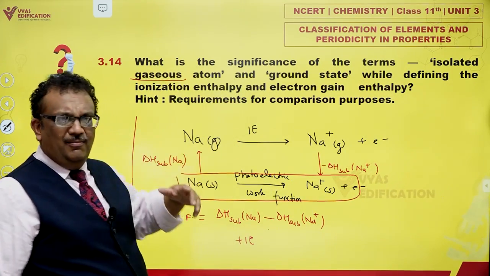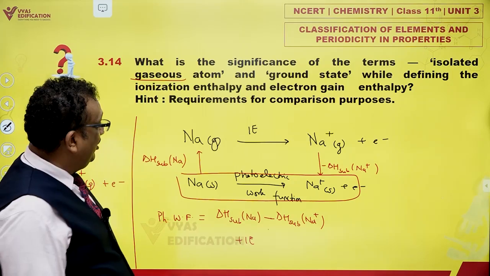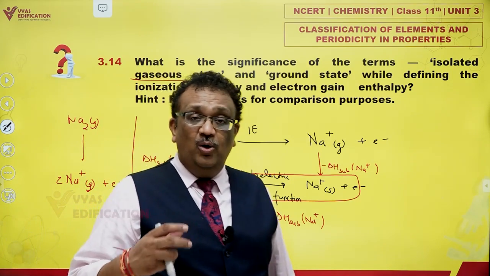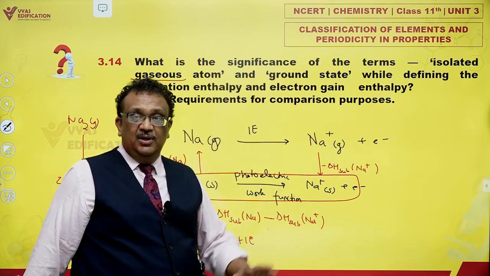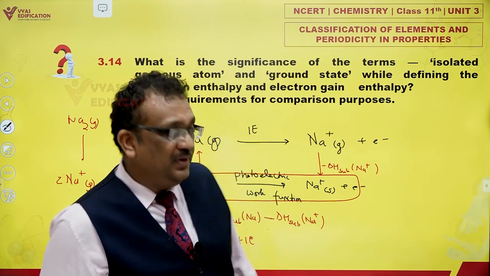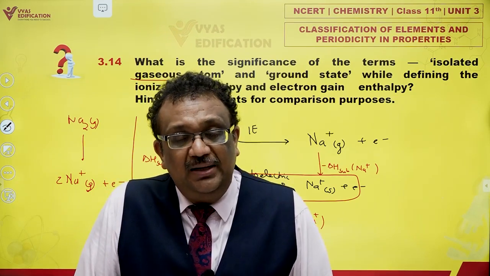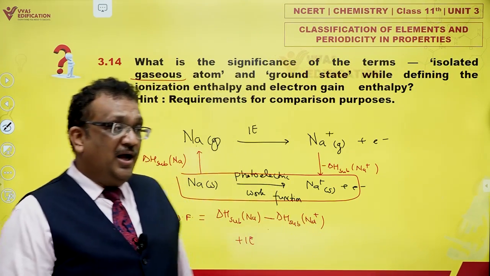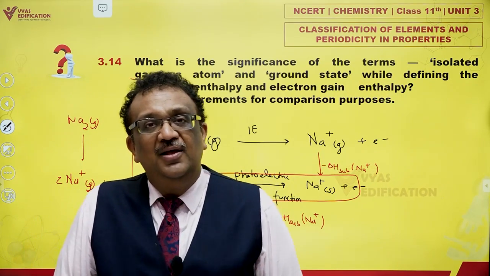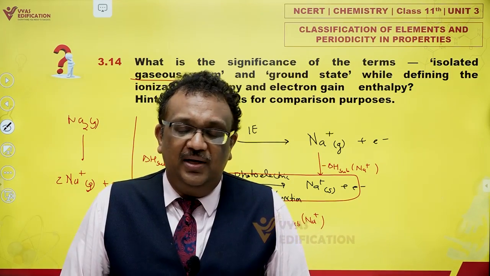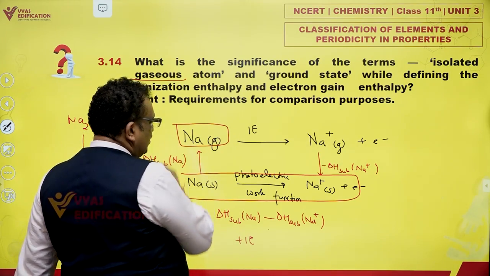So when I say isolated, that means only one atom you have, and gaseous, and ground state also. Why ground state? Because if sodium already is in an excited state, say for example, to take an electron out of sodium I need 2 electron volts, and the sodium atom is already excited by say 1 electron volt of energy, I just have to supply an extra 1 electron volt to take out that electron, right? That is not fair, because most of the atoms do not stay in excited state. So this has to be in ground state.